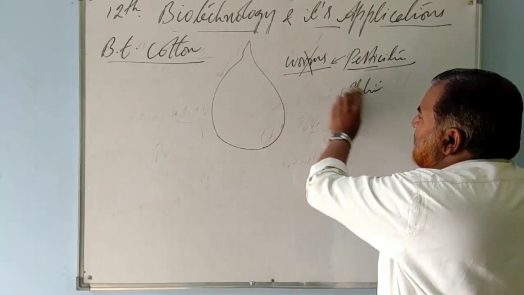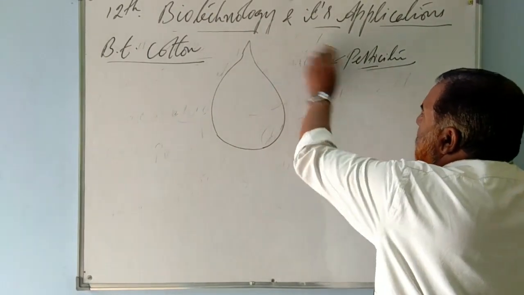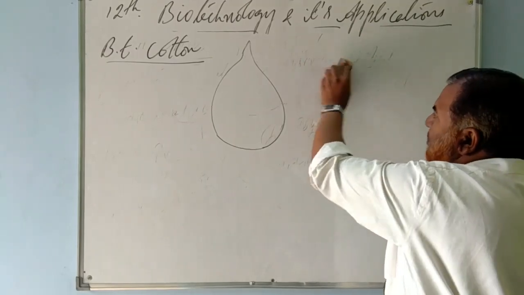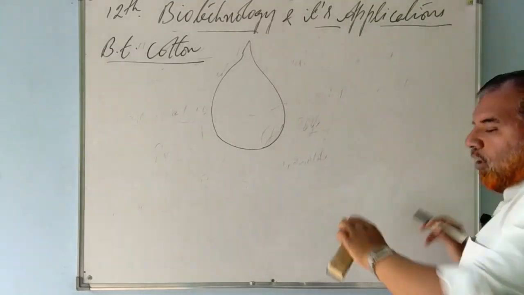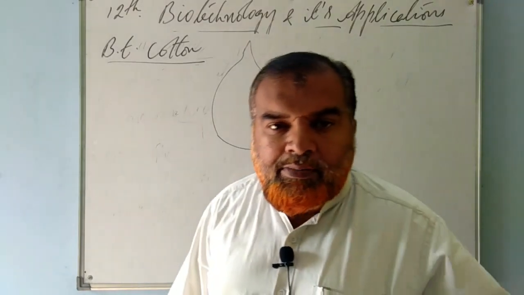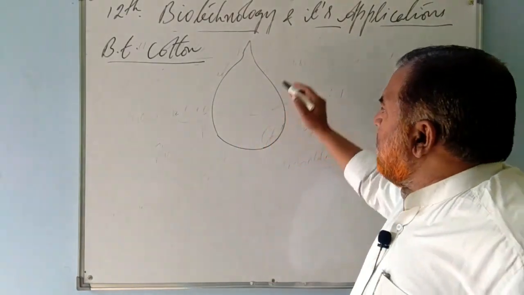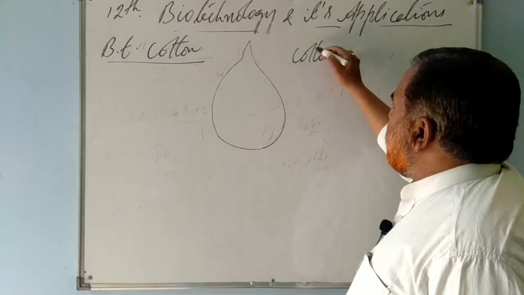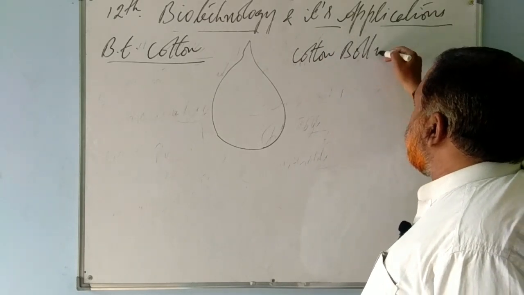So to overcome these disadvantages, the scientists, the plant biotechnologists, thought about how we can overcome this problem of bollworm, the cotton bollworm. The worm that used to affect the cotton is known as the cotton bollworm.